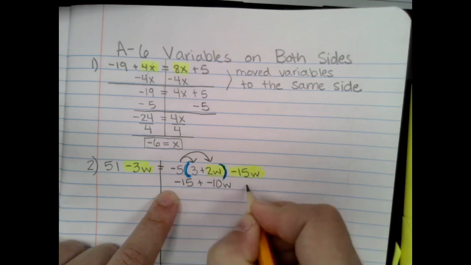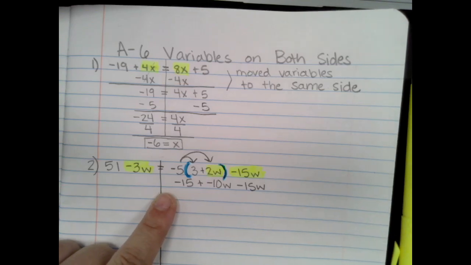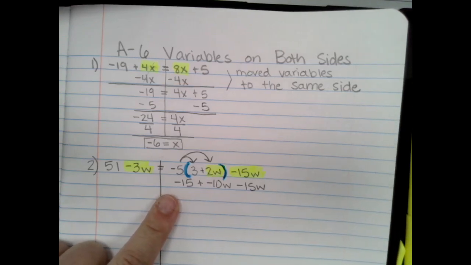And then we have that, so I have that minus 15w. So we'll get it figured out in just a moment, I promise. I know you're stressed out. Just give us a moment. Yeah, it's annoying. I got you.